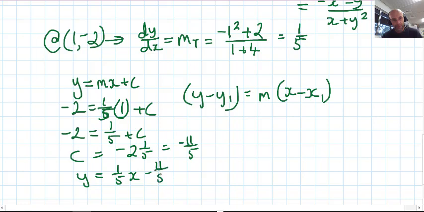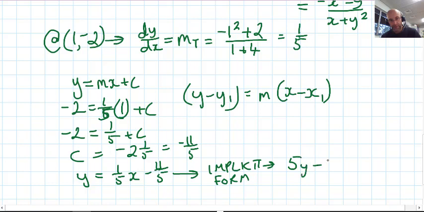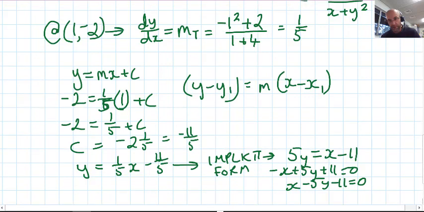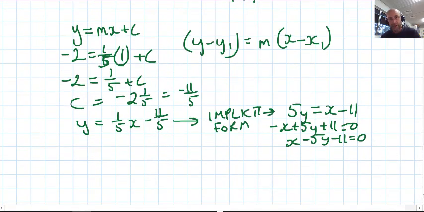Now it's probably proper to put this in standard form or implicit form, because this is what we were given, we should give it back in implicit form. So while that's correct, we need to multiply through left and right by 5, and we have x minus 11. So implicit form will be -x + 5y + 11 = 0, and multiply all the terms by -1 to make your leading term x a positive. So we have x - 5y - 11 = 0 as the equation to the tangent.